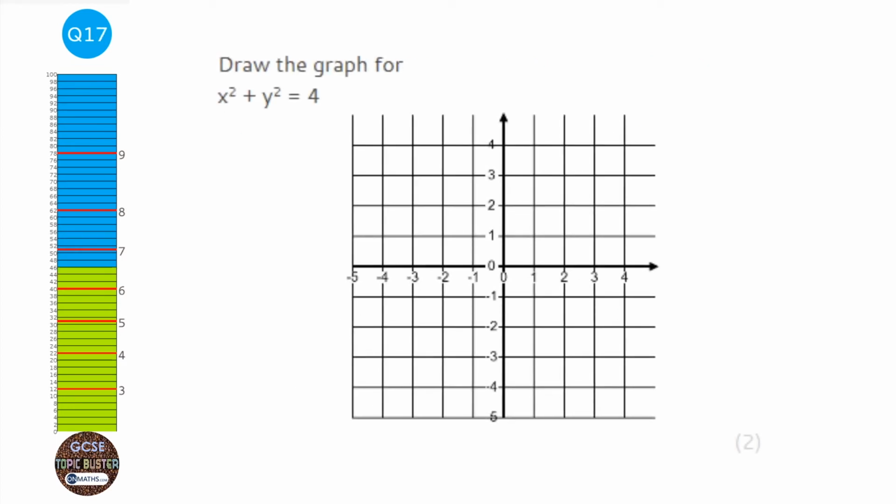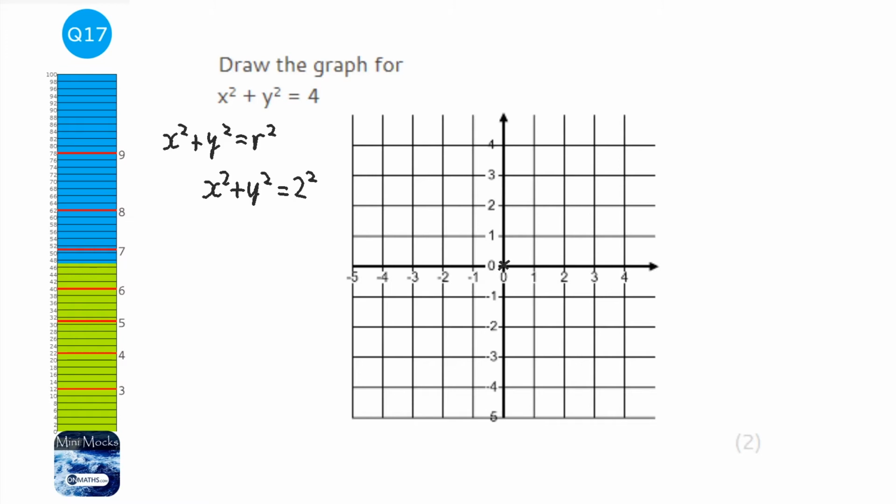Okay, so for this question, understanding of the formula of a circle is critical. So formula of a circle is x squared plus y squared equals r squared. So it looks very, very similar to the equation given to us here. So if I rewrite the equation given to us, and instead of 4 I write 2 squared. Okay, and that's a perfect match for the equation of a circle. So we've got a circle with radius 2.